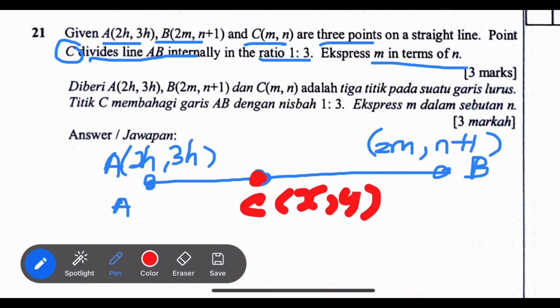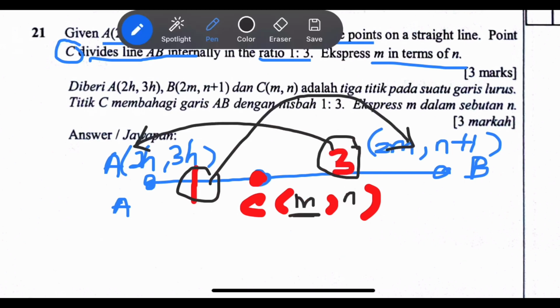So this is a ratio theorem. Normally when we do the ratio theorem, we will label the points on a horizontal line like this. You don't make it a slanting line, it will make you confused. You can always draw a horizontal line like this, easy for you to do cross multiplication later on. So my point A is (2h, 3h), I label. And then point B is actually (2m, n plus 1). And then I label the ratio clearly on the line.